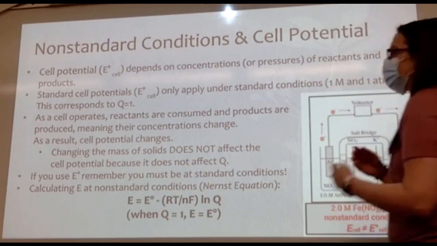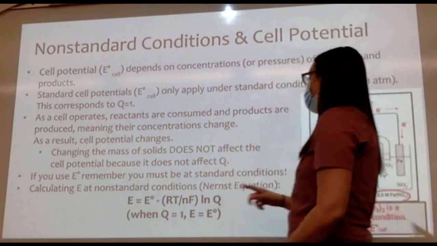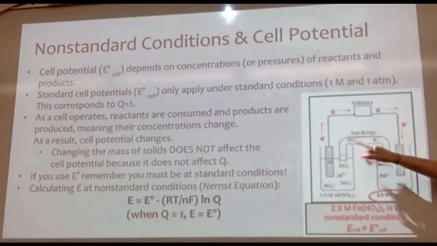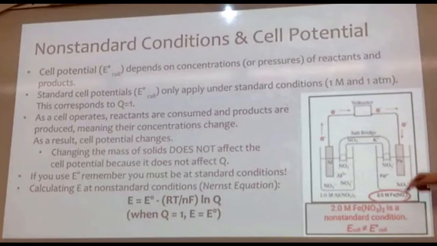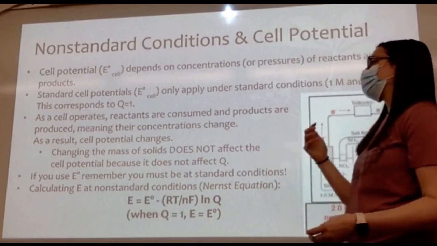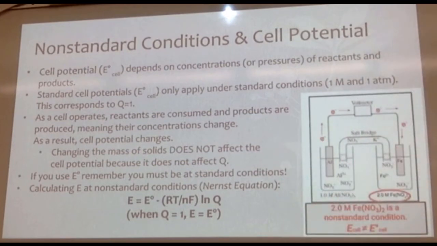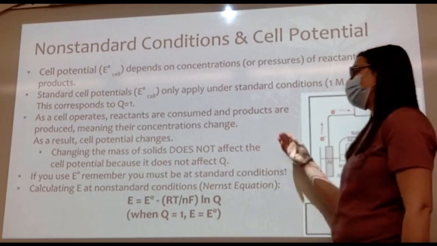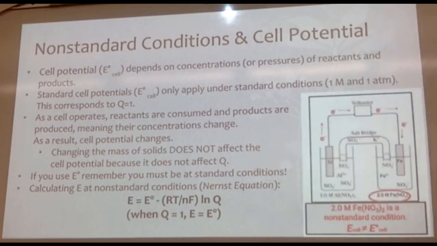But as a cell operates, for example, as this voltaic cell runs, reactants are used up and products are created, because that's what happens in a chemical reaction. Reactants are used, products are made. So concentrations change. As concentrations change, cell potential changes. So as we're using up more reactants and making more products, we would actually see the cell potential change.